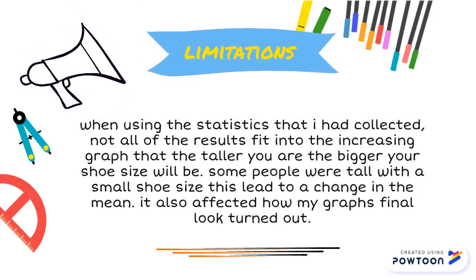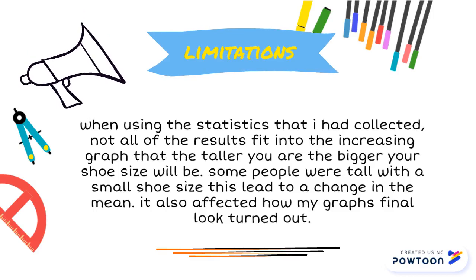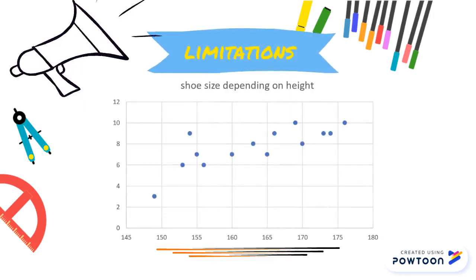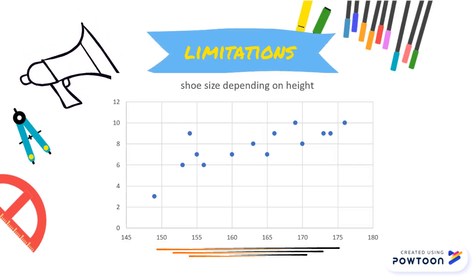Some people were tall with a small shoe size. This led to a change in the mean. It also affected how my graphs' final look turned out. For example, this scatter plot does not have one continuous line. It has many dots that are scattered around and are not in line with the line of best fit.